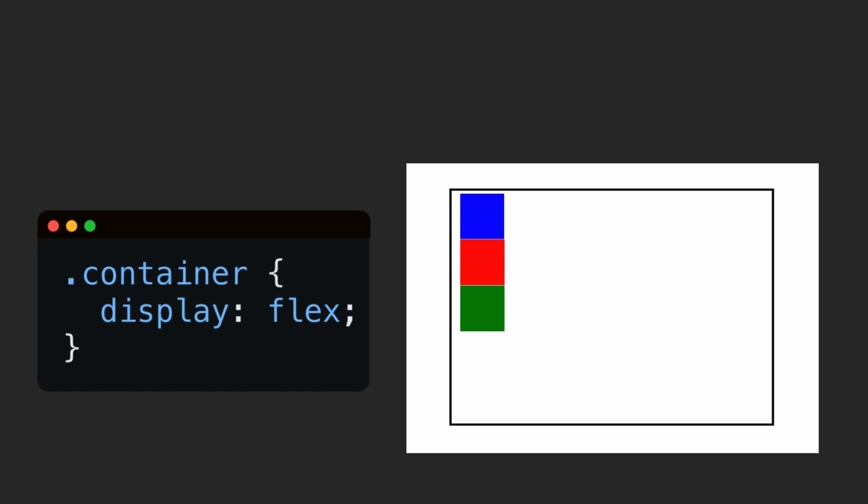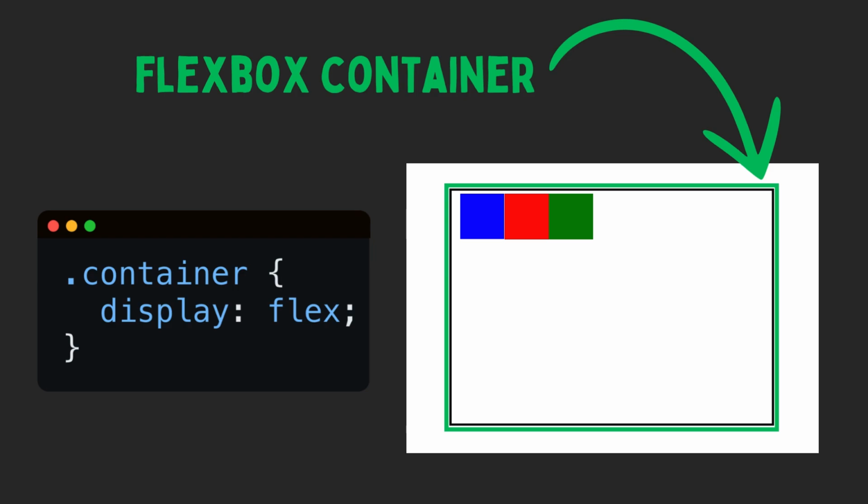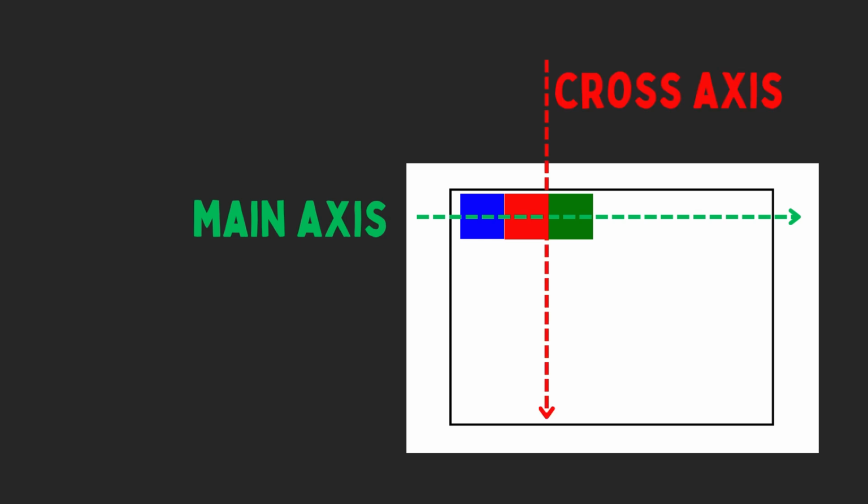Now observe what happens when the parent container has the property display flex. Now that display flex has been applied to the parent container, we are telling the browser that this container is a Flexbox container and it is using Flexbox rules. But what happens next? How does Flexbox decide where and how to place your items? That's where two key concepts come in: the main axes and the cross axes.